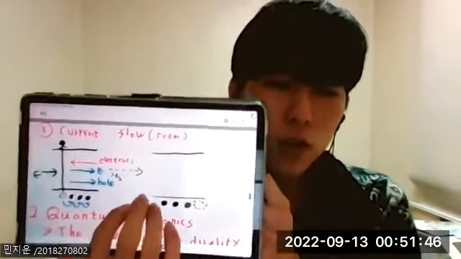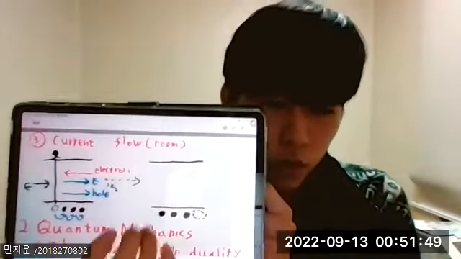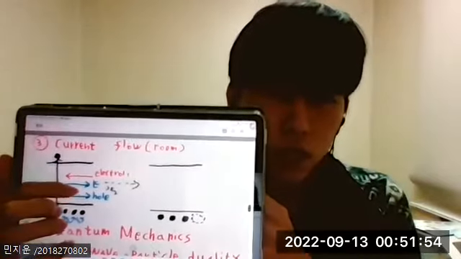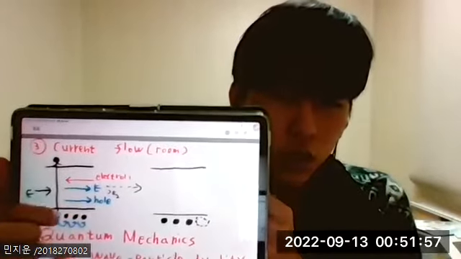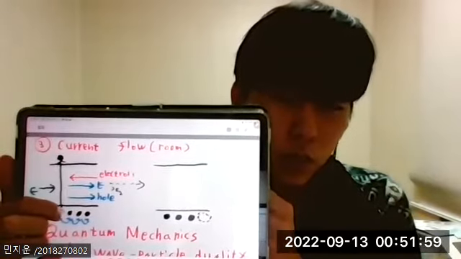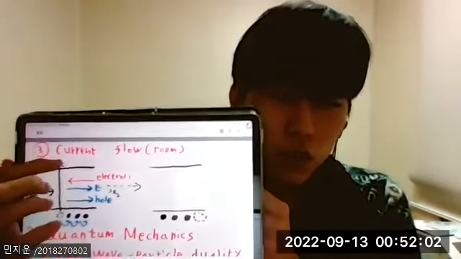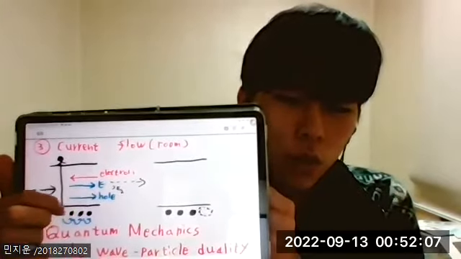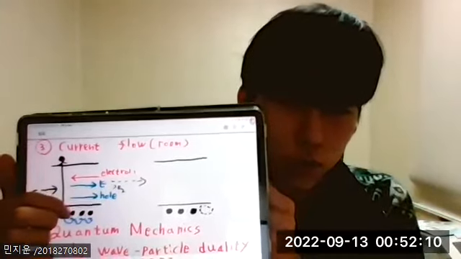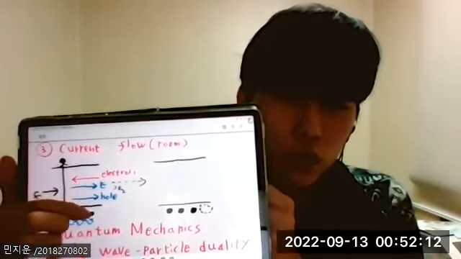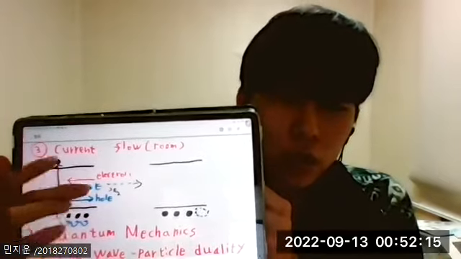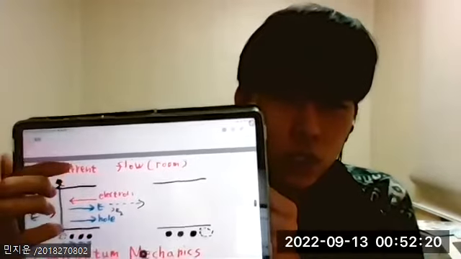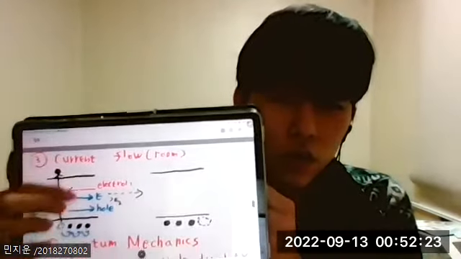Next, I explain about current flow. When we apply the electric field, it will go bigger than the energy band gap. The electron moves from the valence band to the conduction band. At this time, the hole moves in the direction of the electric field. On the other hand, the electron moves in the opposite direction of the electric field.